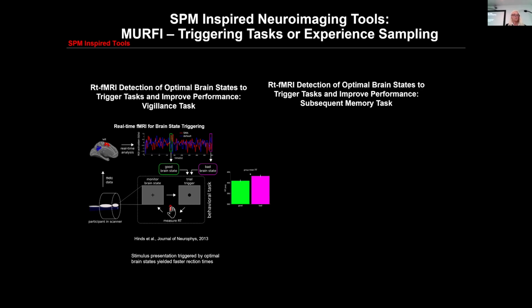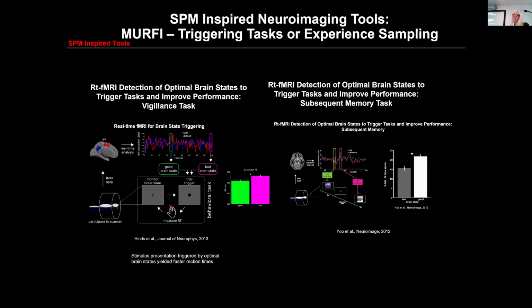So for instance, we can use SPM again to localize the PPA. We can then use real-time fMRI to detect optimal and suboptimal brain states for PPA. Then we can trigger task stimuli. And what we find is we can actually causally improve human performance and subsequent memory by triggering the scenes when the PPA is in a good state versus bad state.